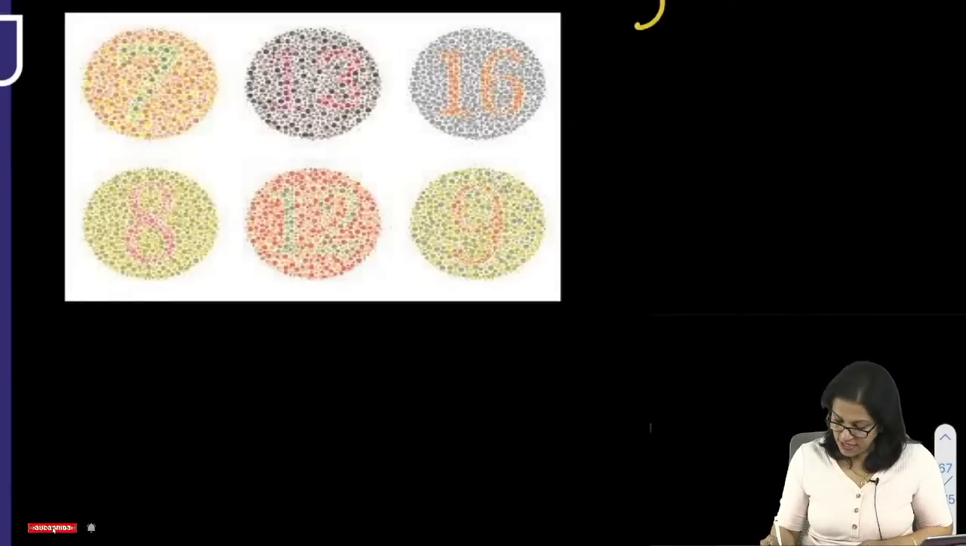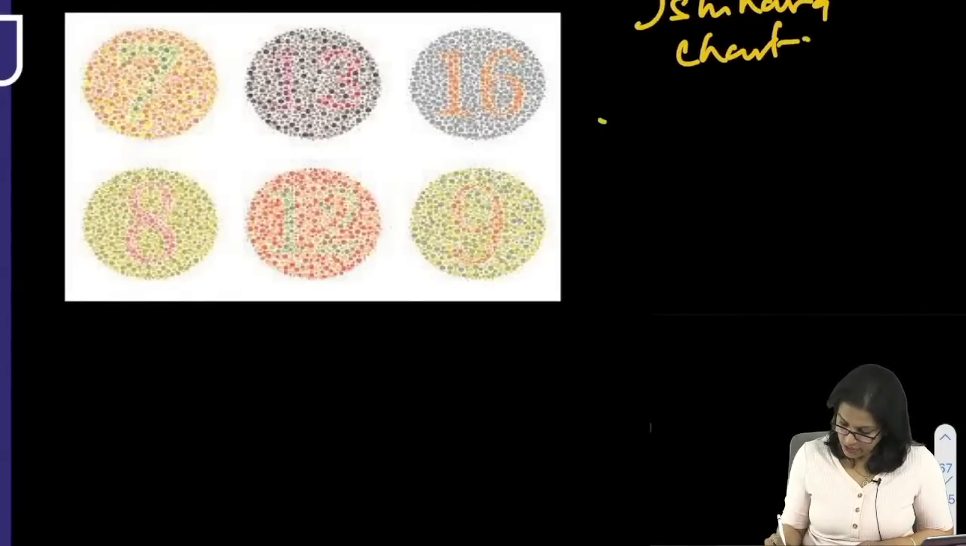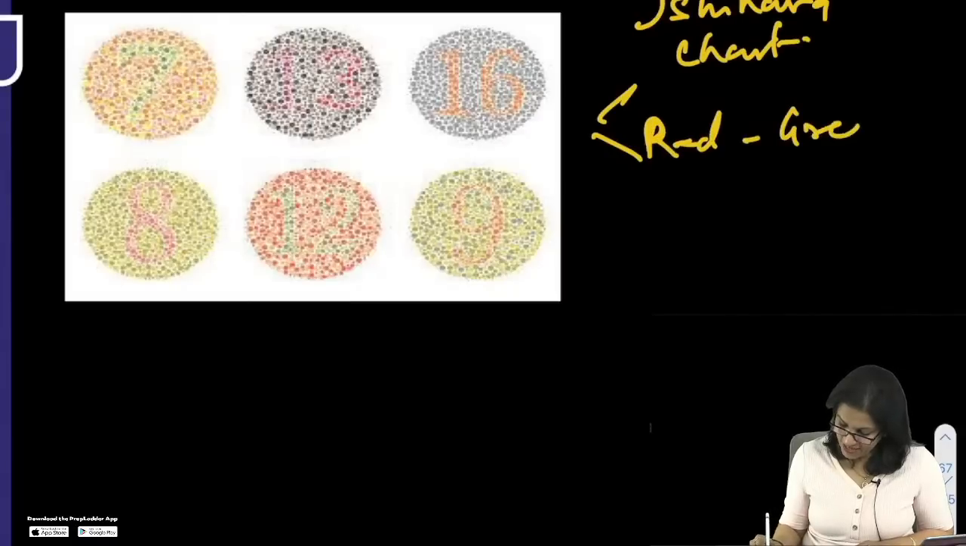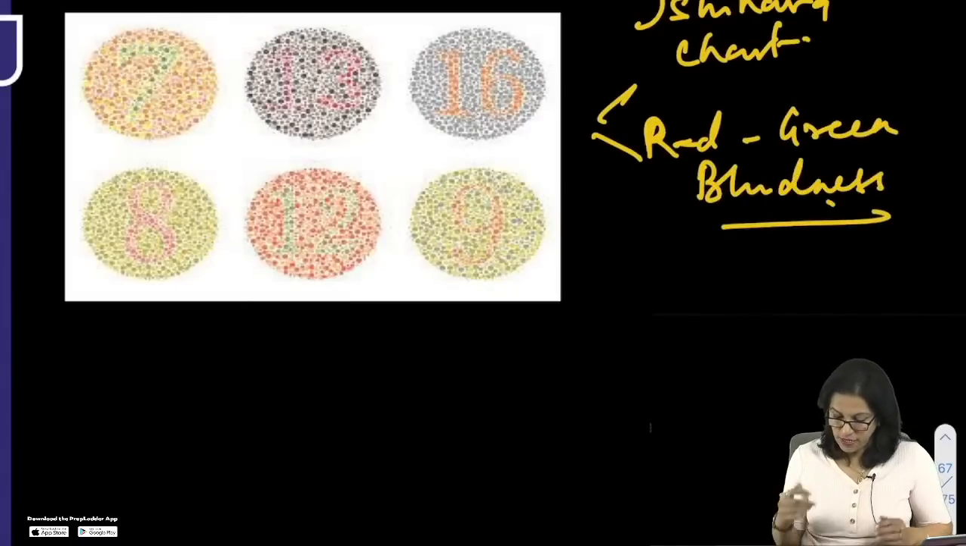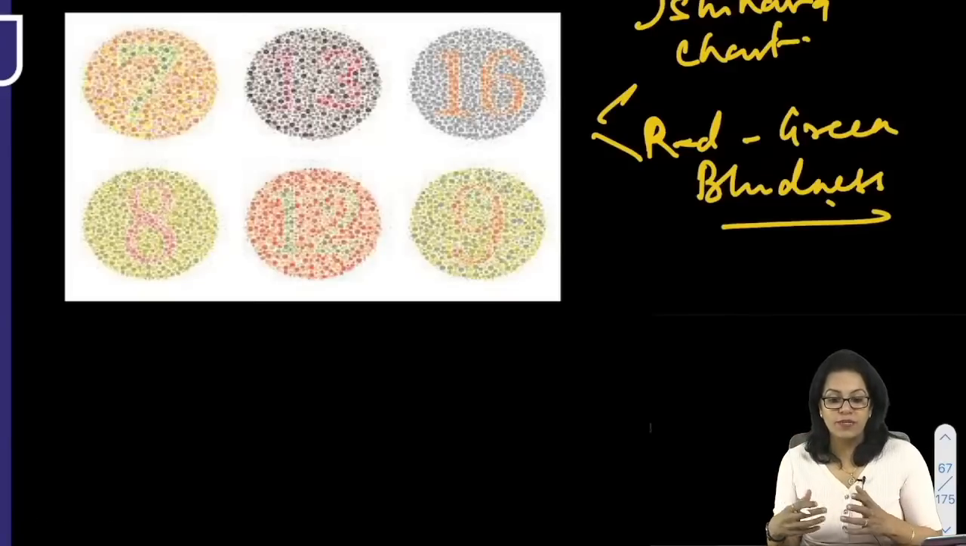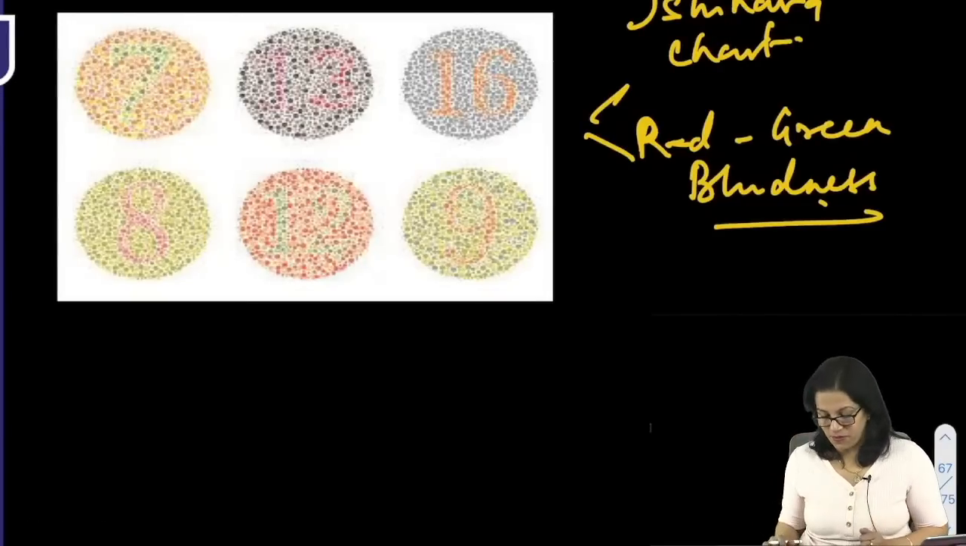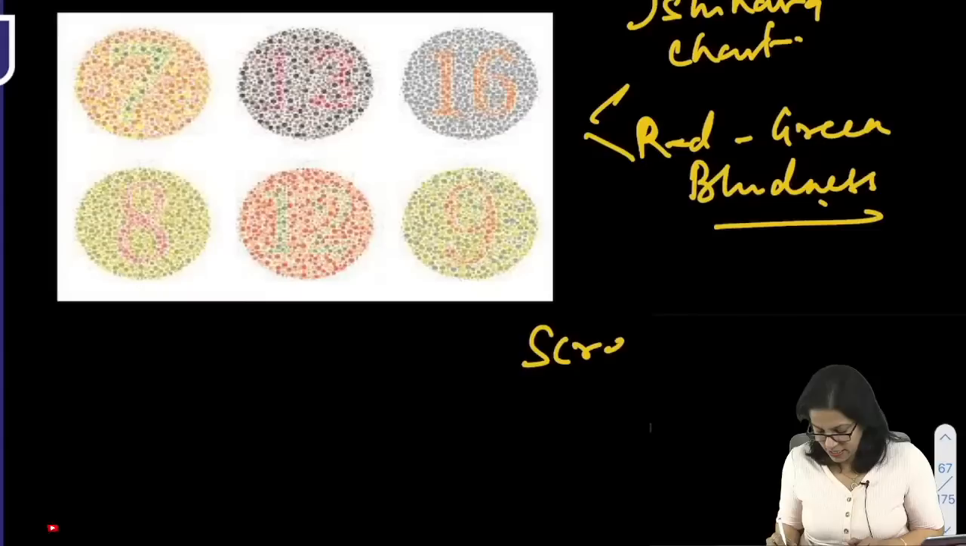So you should know what it is. This is the Ishihara chart, right? And it helps to catch red-green blindness, I meant to say. Okay, so it is mainly to catch the red-green blindness. So you all know that if you are not color blind, you will be able to read the numbers, otherwise you will not be able to read the numbers. This is mainly for screening purposes.